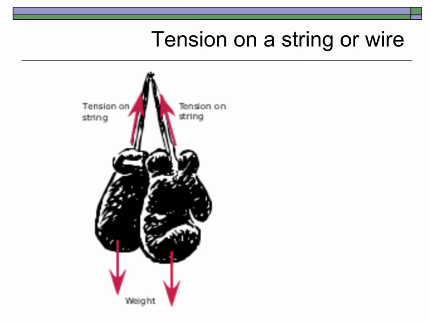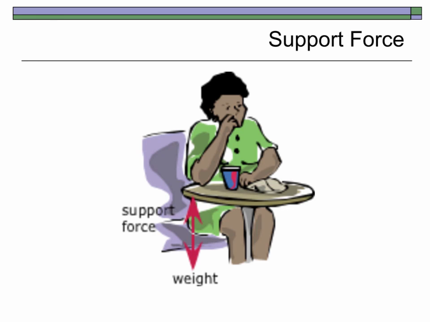You also have a tension force. It's like a tension on a string or a wire. When you hang something, you have a tension force. And finally, you have a support force. The support force is the force that is always with you. It is normal to set things on tables, and it is normal to sit in the chair, and it is normal to have the chair sit on the ground. These are all normal support forces.